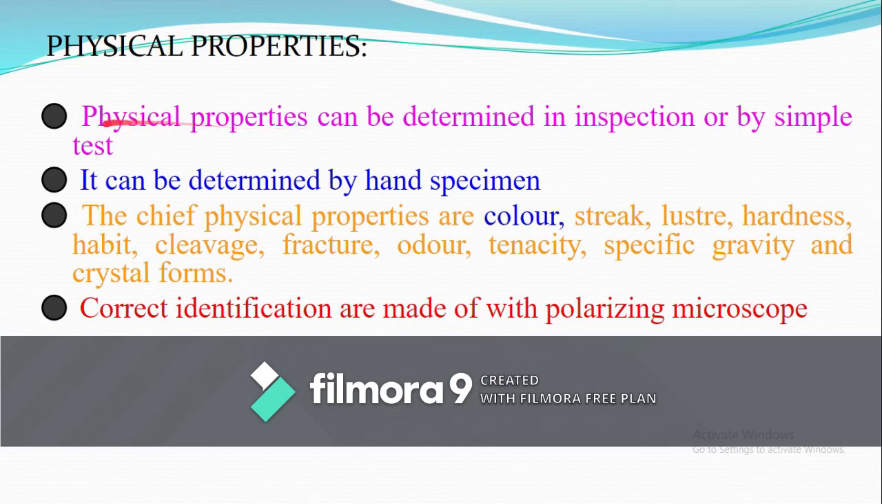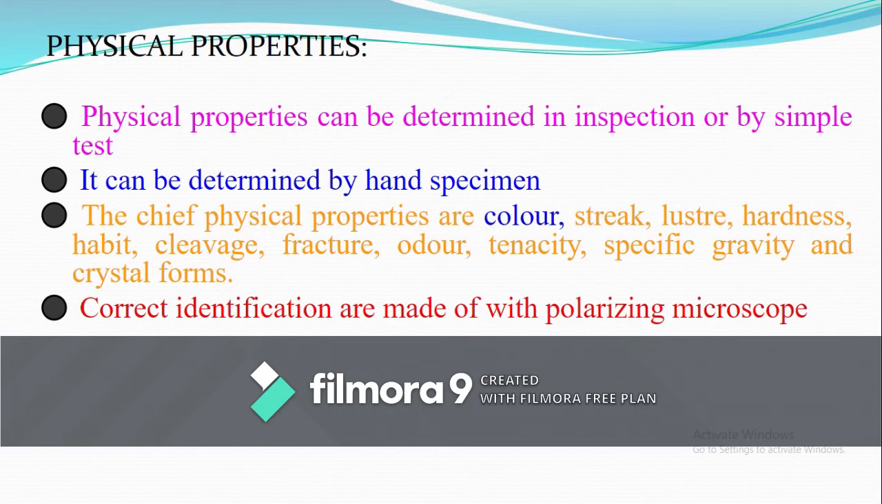So what are the different physical properties of a mineral? Color is one important property. Then one term is called streak, we'll discuss. Then luster, hardness, habit, cleavage, fracture, odor, tenacity, specific gravity, and crystal form or habit we call it. These are the physical properties of the mineral. We can check them in the laboratory or in the field by taking a mineral specimen, and this will help us to identify the mineral. We can classify the mineral or name the mineral.